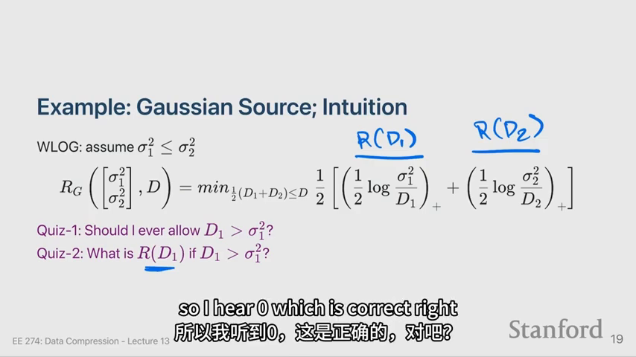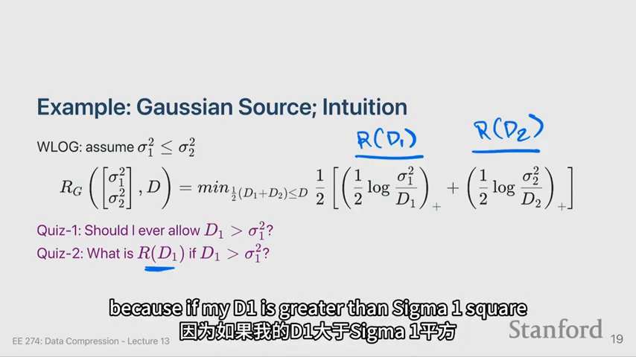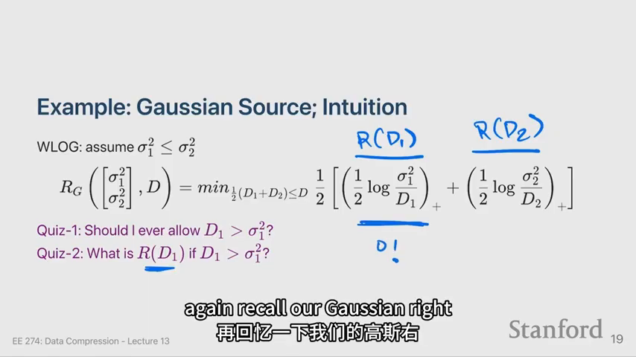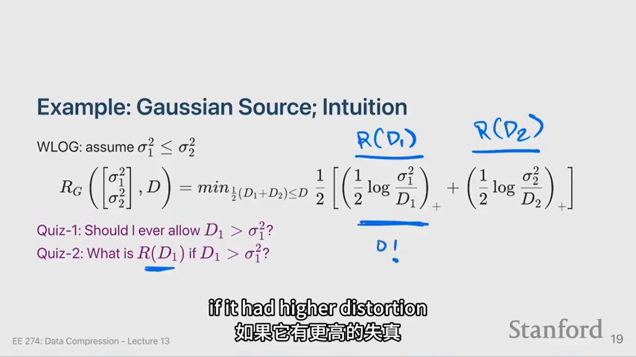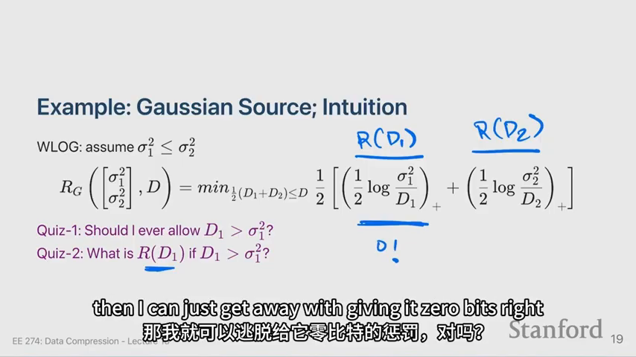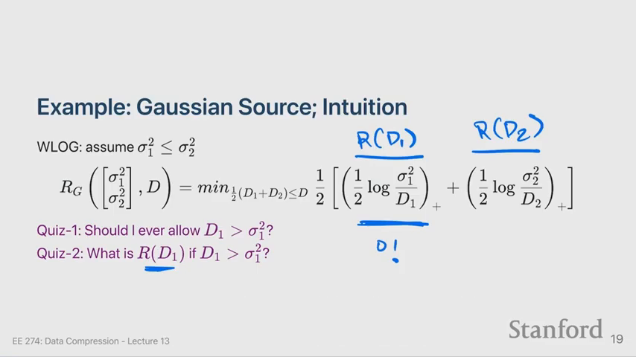Okay, so I hear 0, which is correct, right? Because if my D1 is greater than sigma 1 square, this term is always 0. Again, recall our Gaussian, right? If you allow me higher distortion than its variance, then I can just get away with giving it 0 bits, right? So this is just 0.